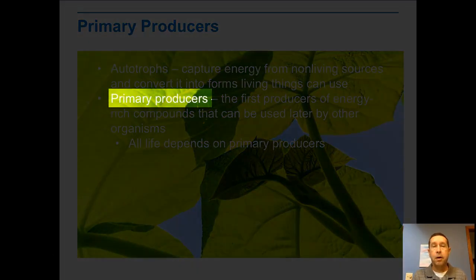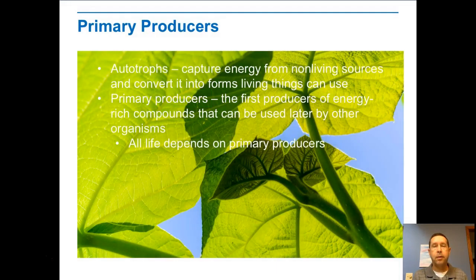Primary producers are a type of autotroph. They're the first producers of energy-rich compounds that can be used later by all other organisms. All life depends on primary producers.